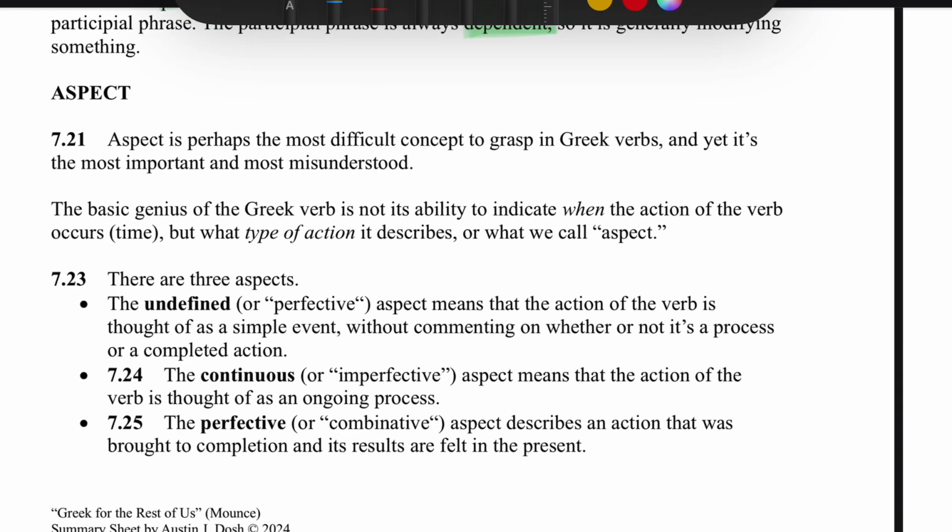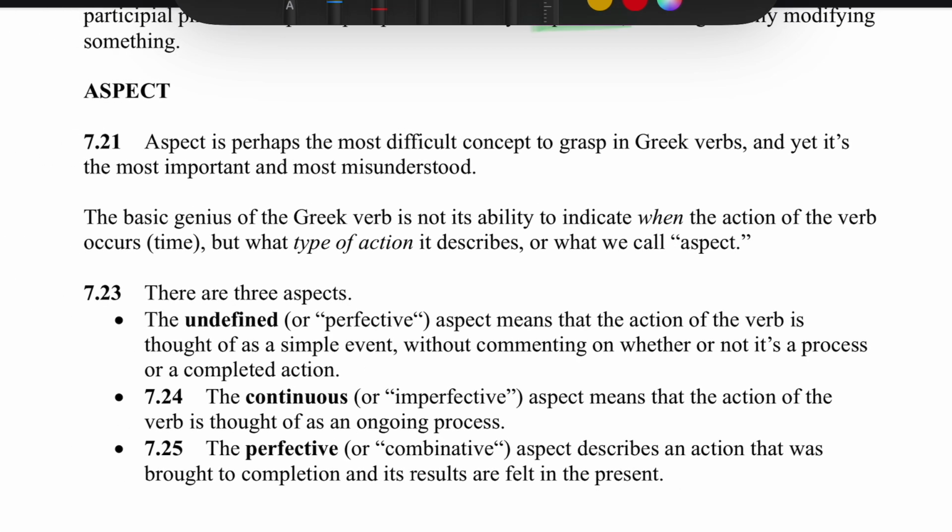All right, let's talk about aspect for a moment. Aspect is perhaps the most difficult concept to grasp in Greek verbs, while it's still one of the most important. So it's a hard concept, and it's critical to grasp. The basic genius of the Greek verb is not its ability to indicate when the action of the verb occurs, which is referred to as time, but actually the type of action it describes, and that's what we call aspect.